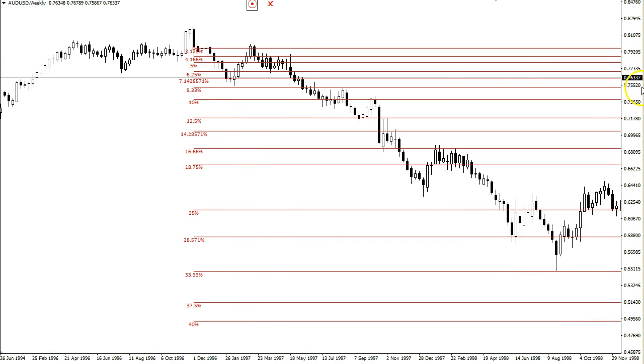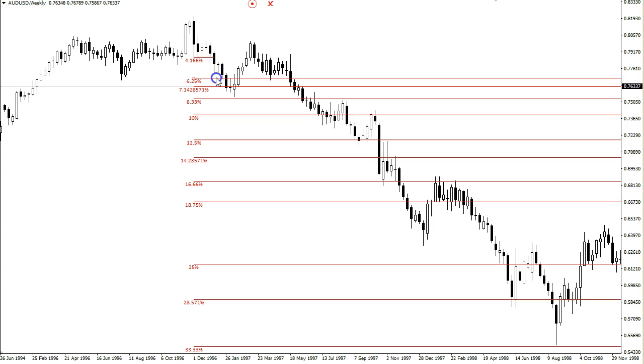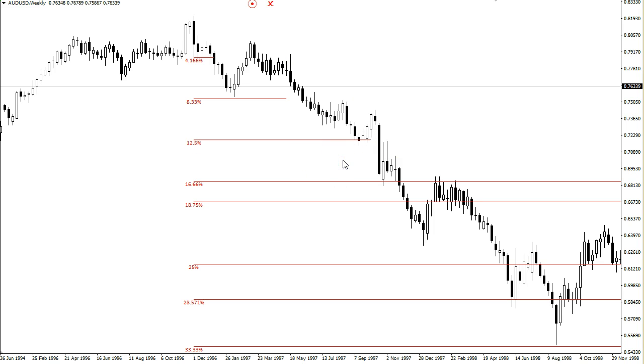We'll zoom and see that 3.125 did not work. You have 4.166 is working. You have a 5% that didn't work, so I'm deleting it here. 7.1428571 is not working. 8.33 almost working. 10% didn't work. You have 12.5. You can see that it gave a reaction to the upside.